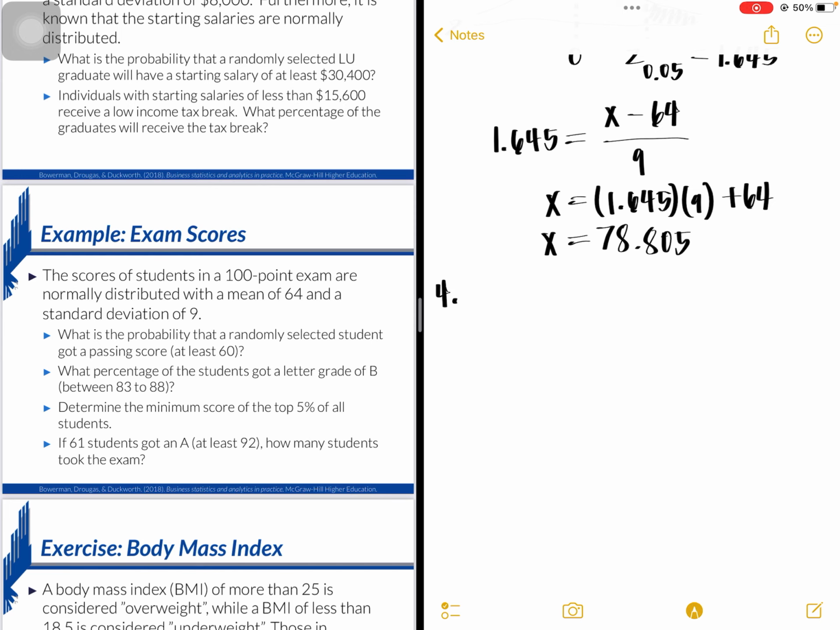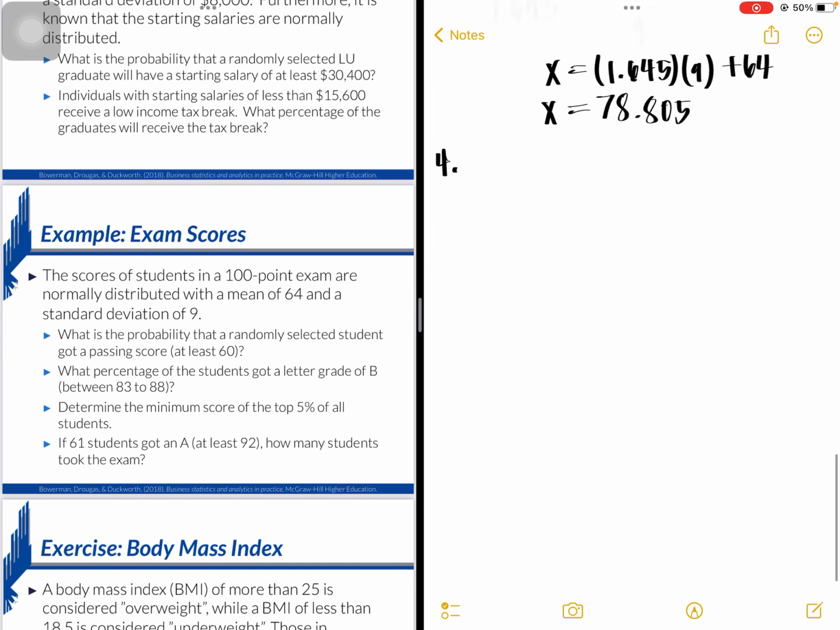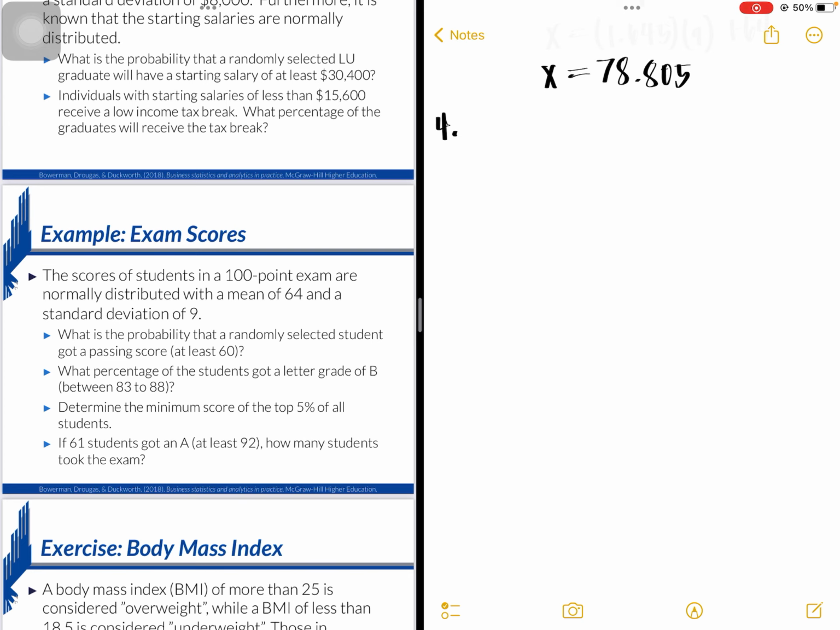Now for the fourth question, we were told that a total of 61 students got an A, or a score of at least 92. Again, it's asking for slightly different information, which is the total number of students who took the exam.